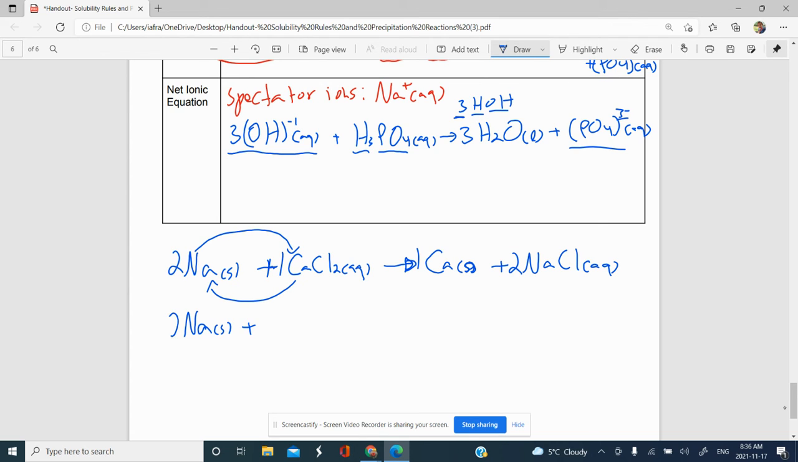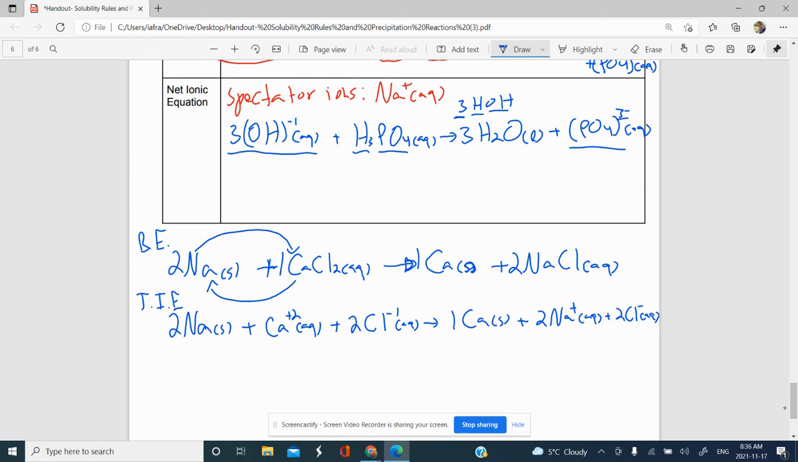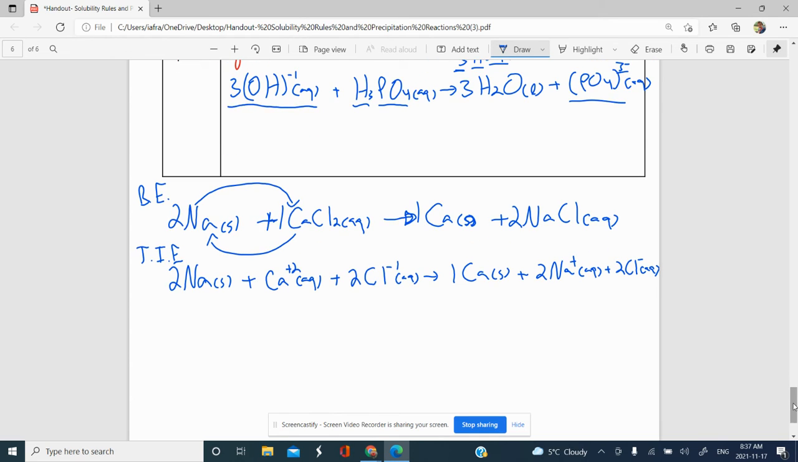There you go. So 2Na plus 1 Ca²⁺ aqueous, plus 2 chlorides, aqueous, produce 1 calcium solid plus 2Na⁺ aqueous plus 2Cl⁻ aqueous. So this is my balanced equation. This is my TIE, total ionic equation. So let's go identify the spectator ions.